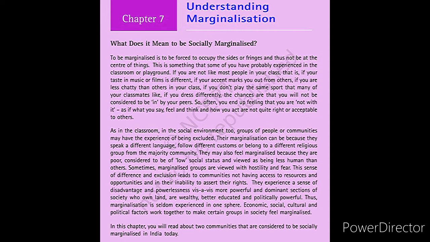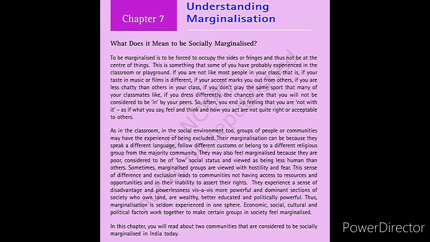So, as we have seen in the case of the classroom, in the social environment, groups of people or communities may have the experience of being excluded. Their marginalization can be because they speak a different language, follow different customs, or belong to a different religious group from the majority community. They may also feel marginalized because they are poor, considered to be of low social status, and viewed as being less human than others.